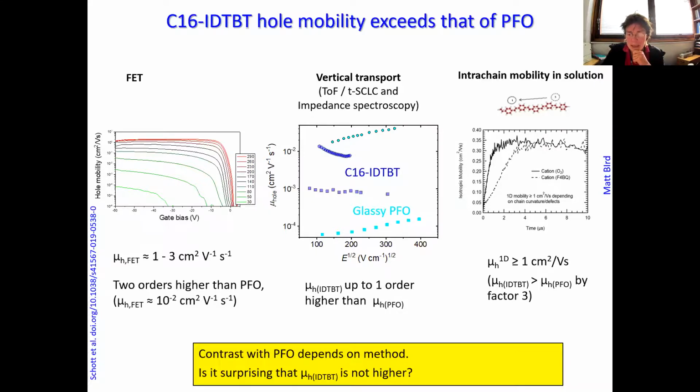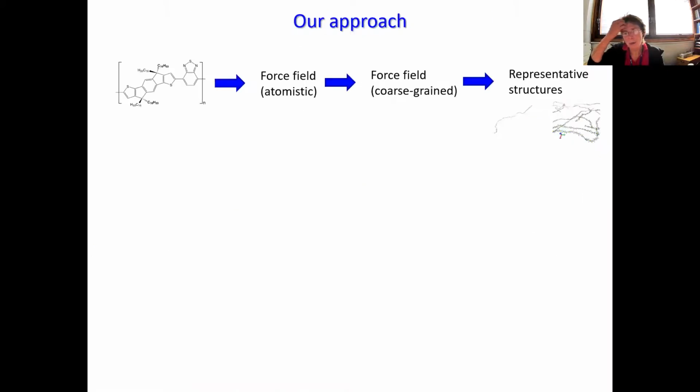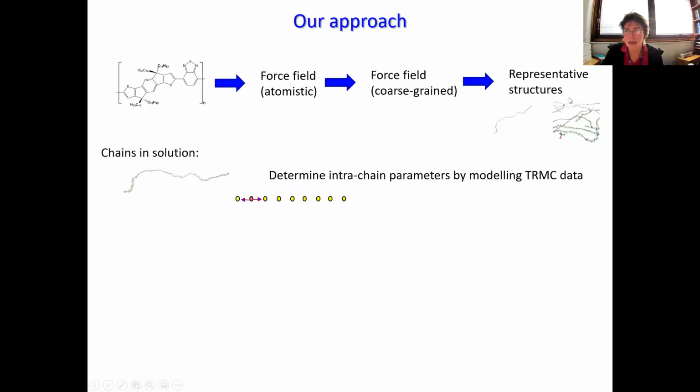It might then be, but the comparison depends on the method, and it might then be surprising that the mobility is not actually higher than that. So then we decided to explore this using a combination of methods. We wanted to build representative structures on which we could do transport simulations, and we did that. Then, after having done that, we explored the intra-chain mobility and tried to compare that with the measurements on chains in solution using the time-resolved microwave conductivity.